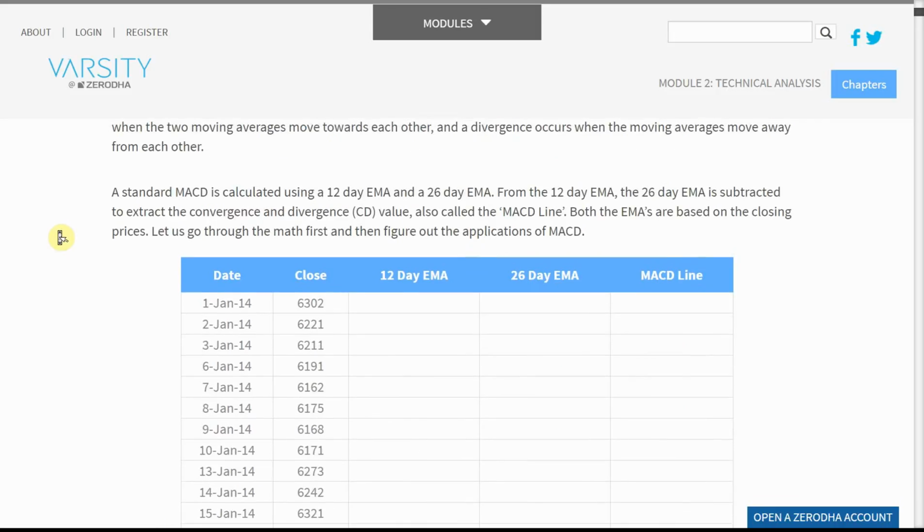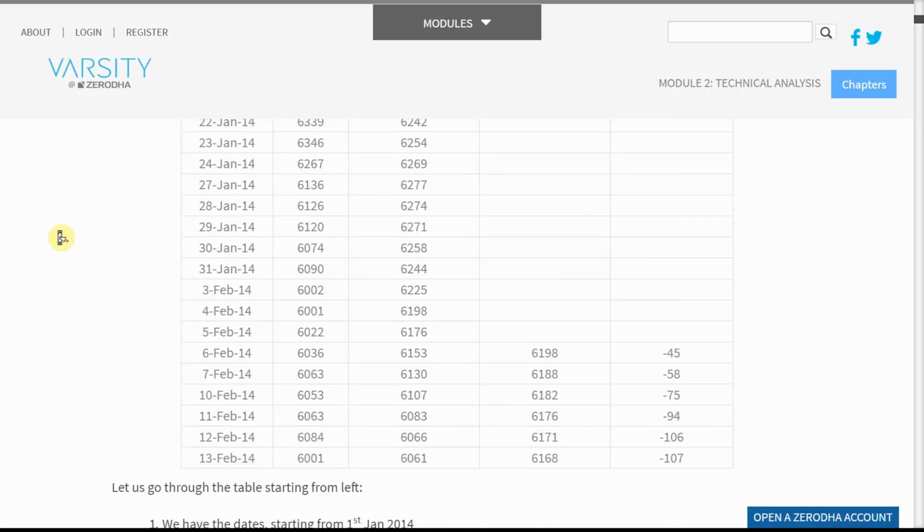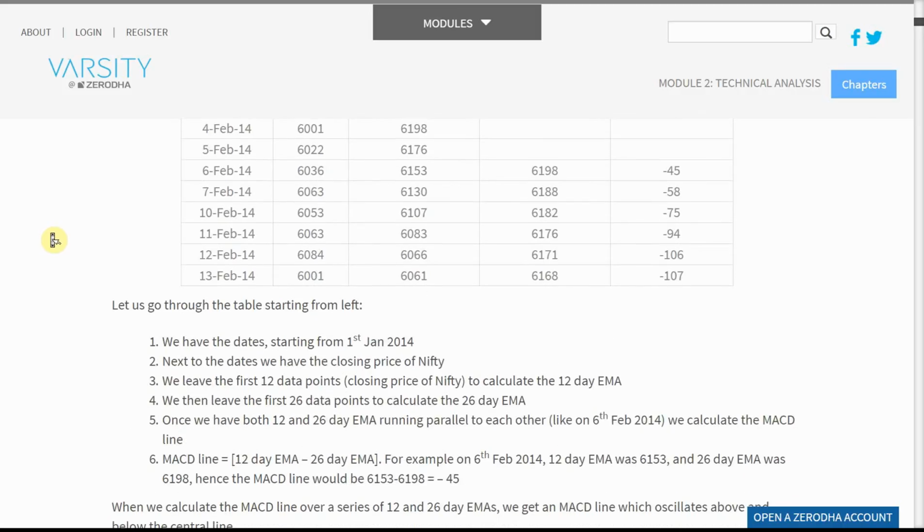The 7th of February 2014, 6063, 6130, 6188, 58. The 10th of February 2014, 6053, 6107, 6182, 75. The 11th of February 2014, 6063, 6083, 6176, 94. The 12th of February 2014, 6084, 6066, 6171, 106. The 13th of February 2014, 6001, 6061, 6168, 107.